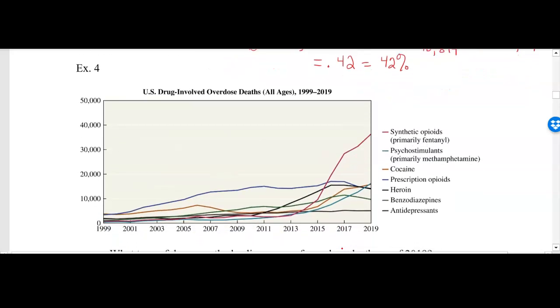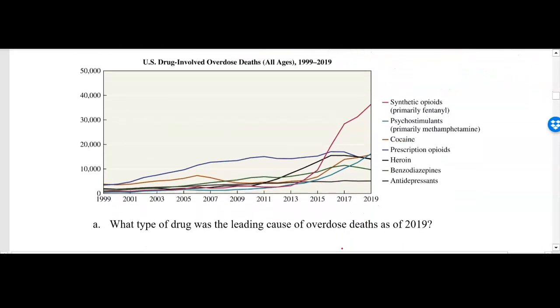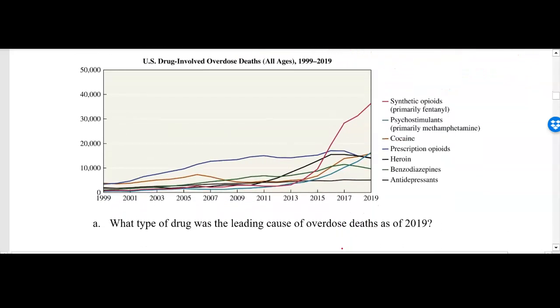Now let's look at the next example. This is a chart that shows the U.S. drug-involved overdose deaths for all ages, and this is from 1999 to 2019. And you can see it shows the different colors and what each color represents.